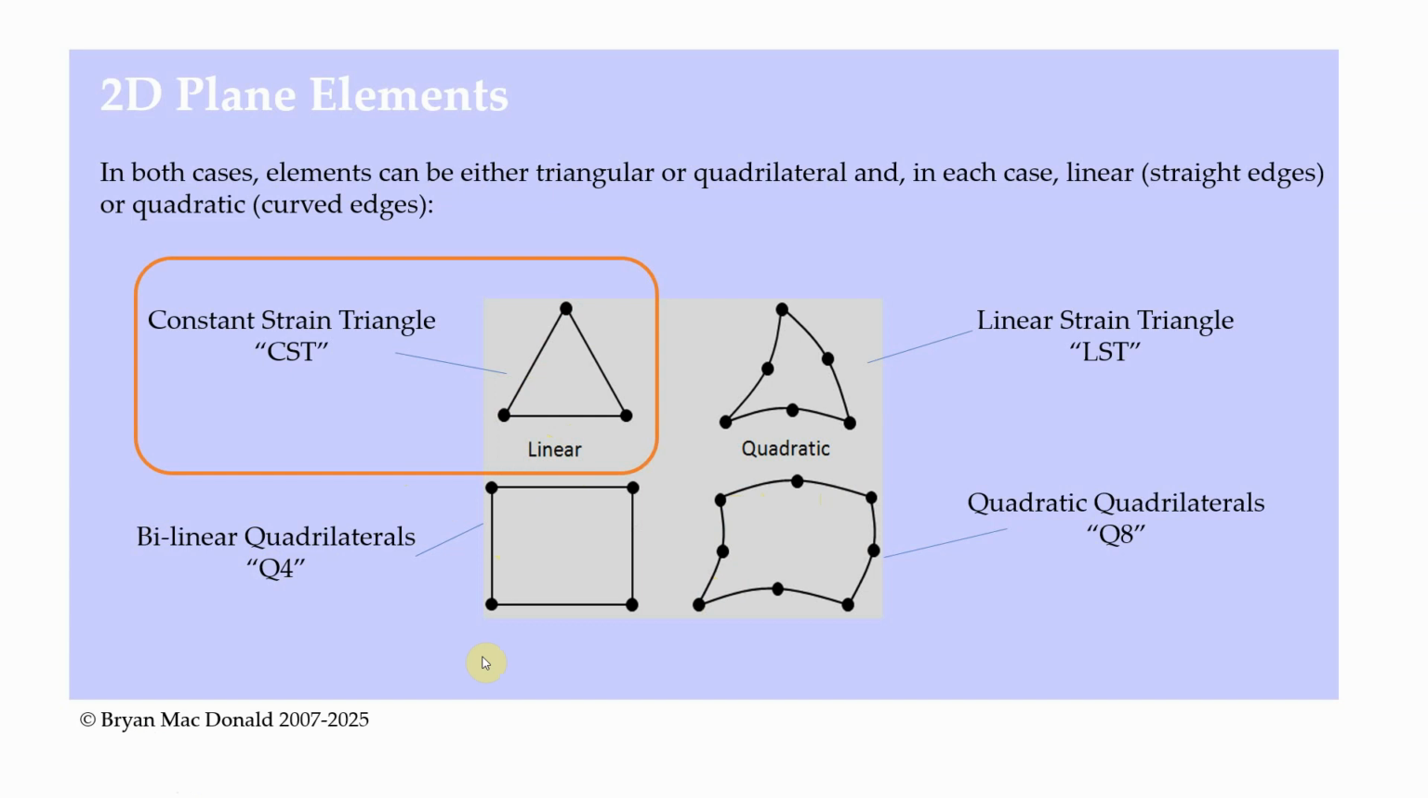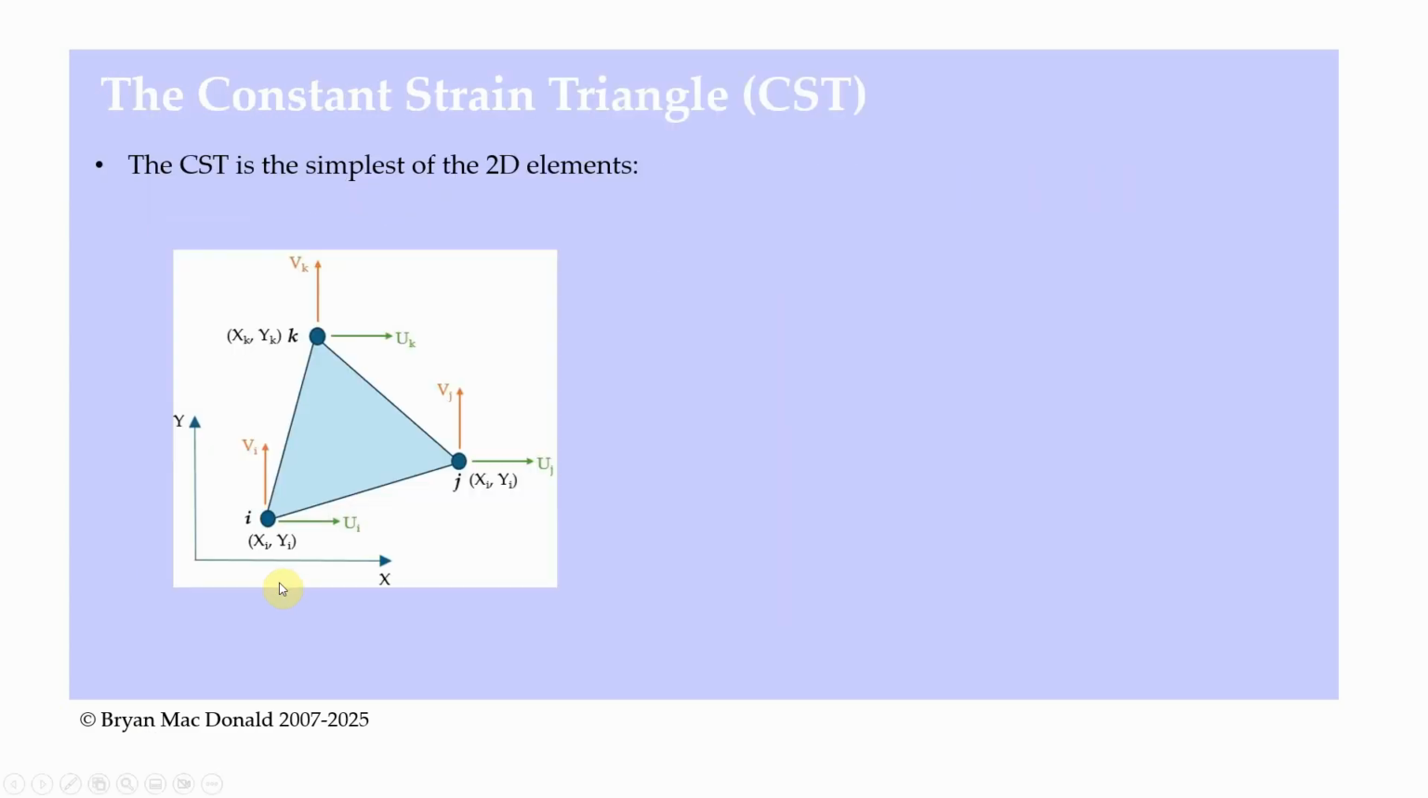If we go ahead and take a look at the element in a bit more detail now, we've got 3 nodes. We normally designate those nodes I, J, and K. Each node will have an x and a y coordinate in our global coordinate system. So, for example, the coordinate of node I is xi and yi. The coordinate of node J is xj and yj, and so on.